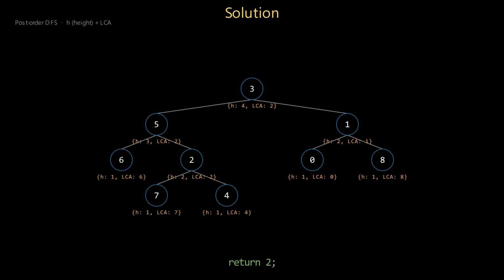When both children return the same height, that node is the fork and becomes the LCA candidate, that is node 2. When heights differ, we relay only the deeper side's pair. At the root the left subtree is deeper, so the final candidate stays 2.